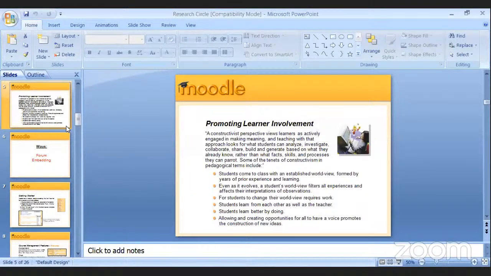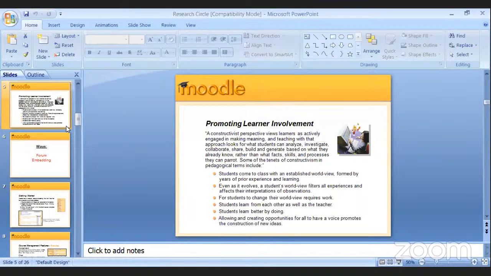And the second point is, even as it evolves, a student's worldview filters all experiences and affects their interpretations of observation. So that's also important. And the other point is, for students to change their worldview requires work. As I have mentioned, they have all kinds of perceptions, preconceptions, but to change those, obviously, they'll have to work on their own. So hard work, engagement, motivation, all these are related terms which are required to change those perceptions or to explore more.